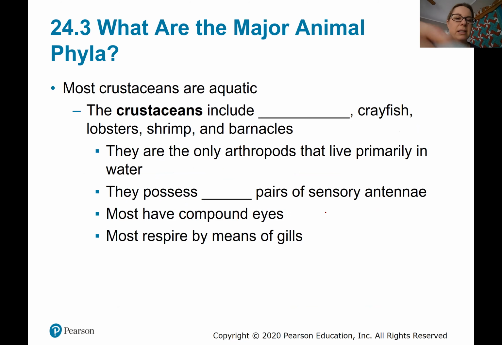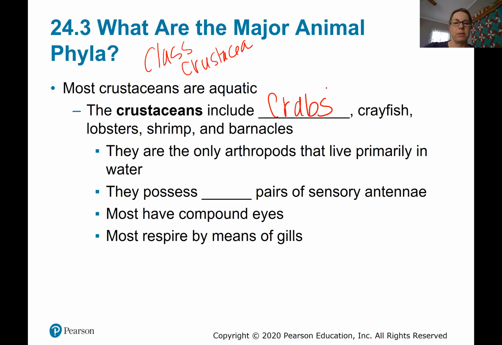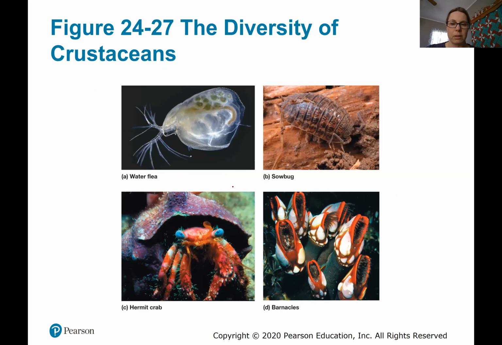The last class of arthropods is going to be class Crustacea. And these are going to be organisms like crabs, crayfish, lobsters, those types of things. These are the only ones that live primarily in water. They're going to also have 2 pairs of sensory antennae. They have compound eyes and breathe with gills. And here's some examples of them. Crabs and barnacles and so forth.